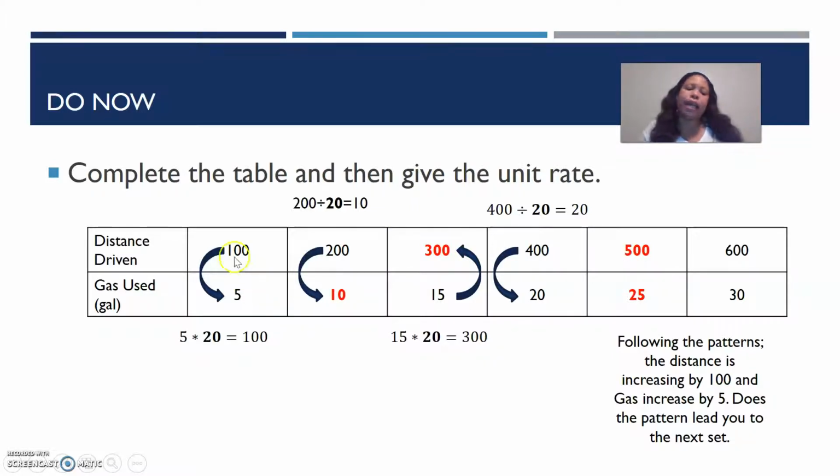So I can see that 100 plus another 100 is 200, plus another 100 is 300, plus another 100 is 400. So I'm going to do the exact same thing. I want to add 100 because, again, my pattern has to be constant. Down here, I'm seeing, well, what did I increase by? I increased by 5s. 5, 10, 15, 20. So that means I literally had 25. And then I want to go back and check that. So yes, 25 times 20 gives me 500. And so on and so forth.